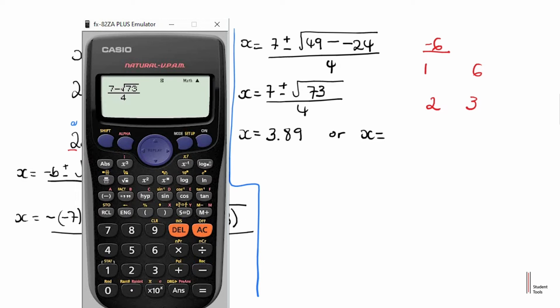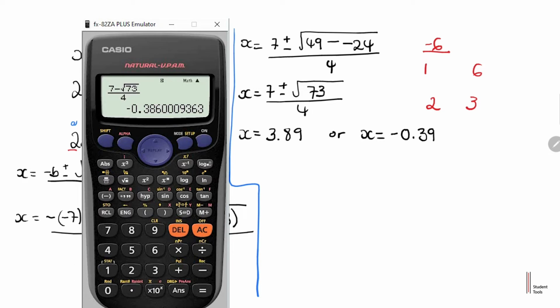Minus. So what's the answer? A negative 0.386. To 2 decimal places, that is negative 0.39. So x is equal to a negative 0.39. And that is just how we solve for x in this case.